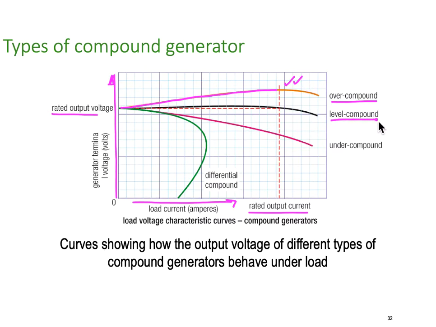The level compound, as its name implies, very level. Doesn't matter what the load is, light or heavy, it's pretty well got the same voltage all the way through it. The under compound, much better for very light loads. Its voltage drops away quite quickly as we reach the rated current. And then finally, the differential compound, only good for very, very light loads because it will eventually stall and come to a stop down here. So you can see the curve gives you the advantages and demonstrates how you can use each type of generator.